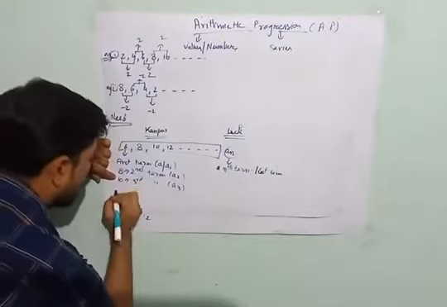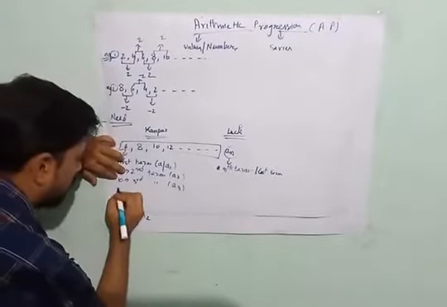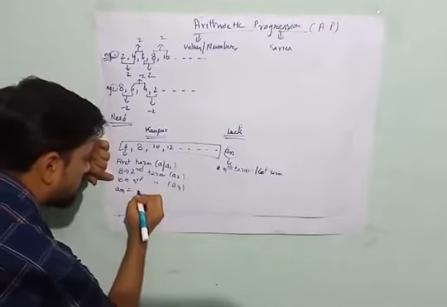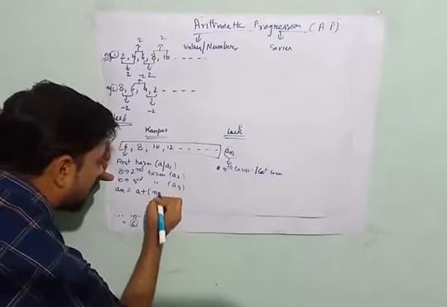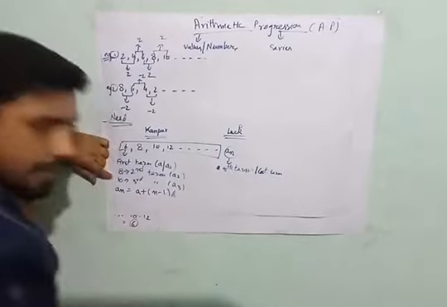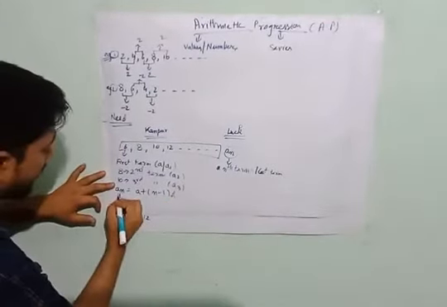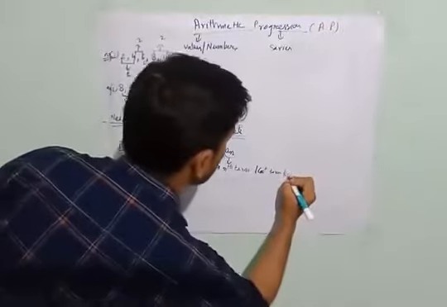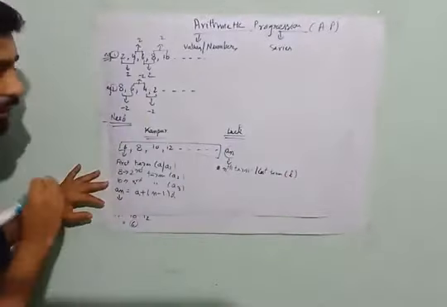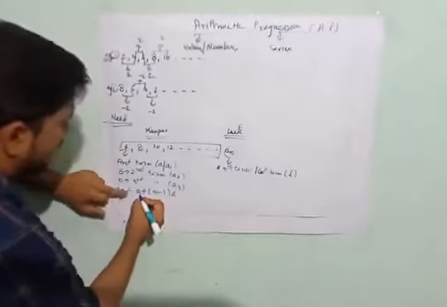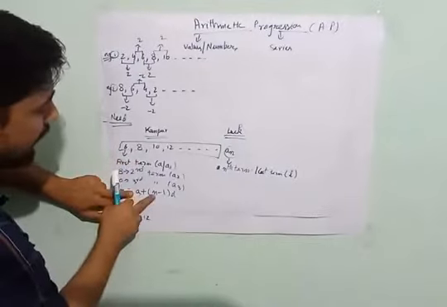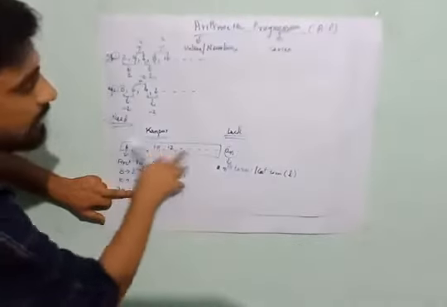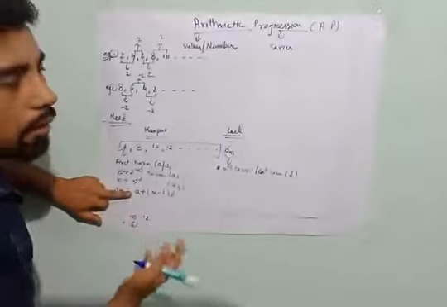For finding the nth term, we have a formula. What is that? An is equal to a plus n minus 1 into d. What is An? That is the nth term or the last term. The last term can also be represented by L. What is a? a is the first term of the series, n is the number of terms present in this series, and d is the common difference.